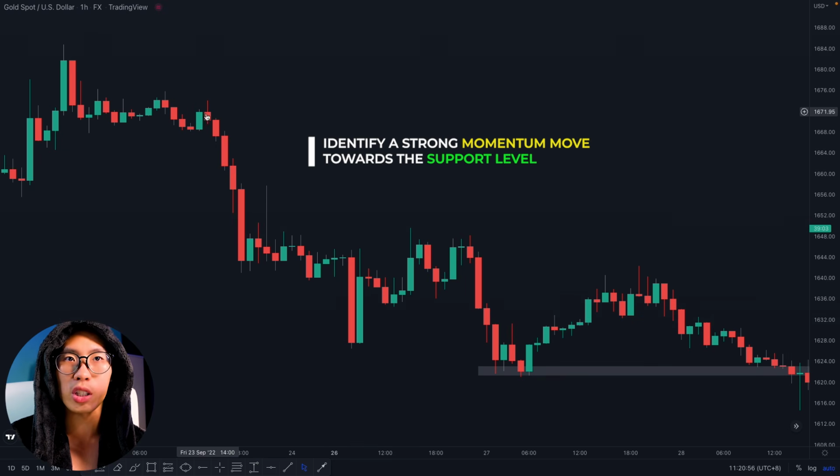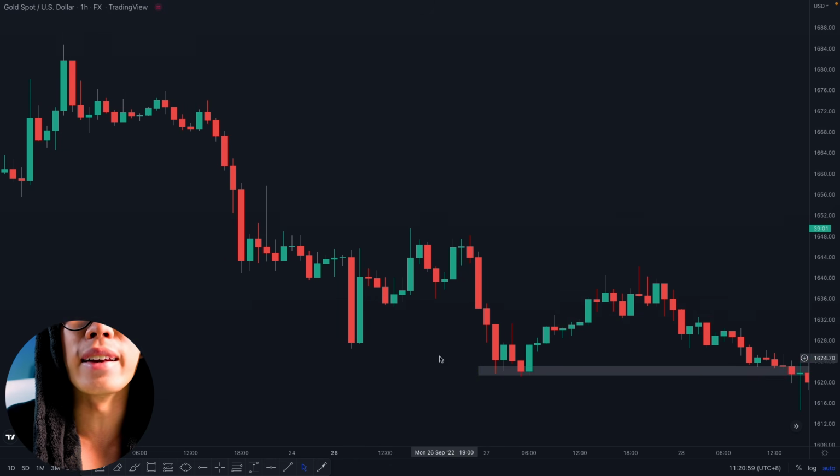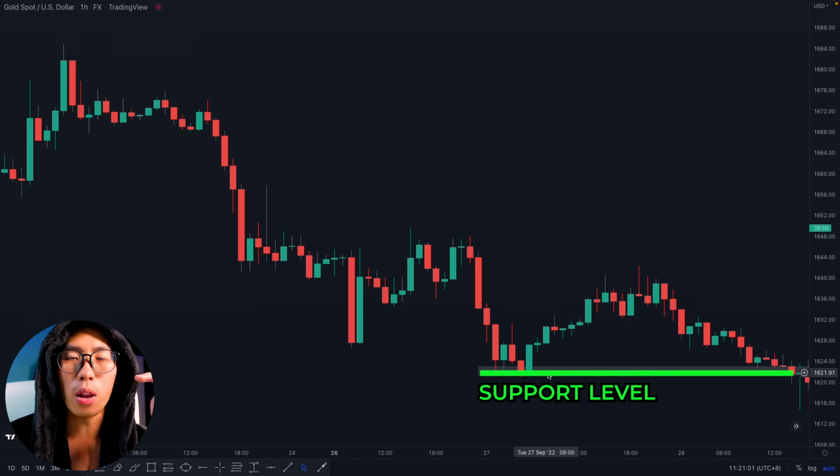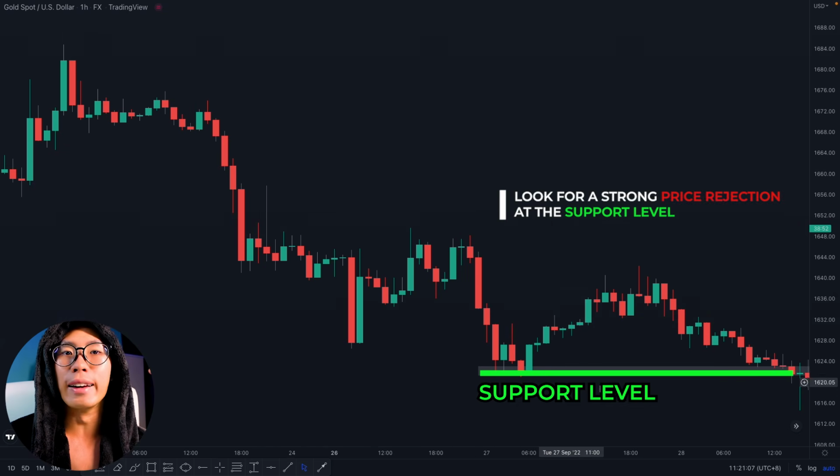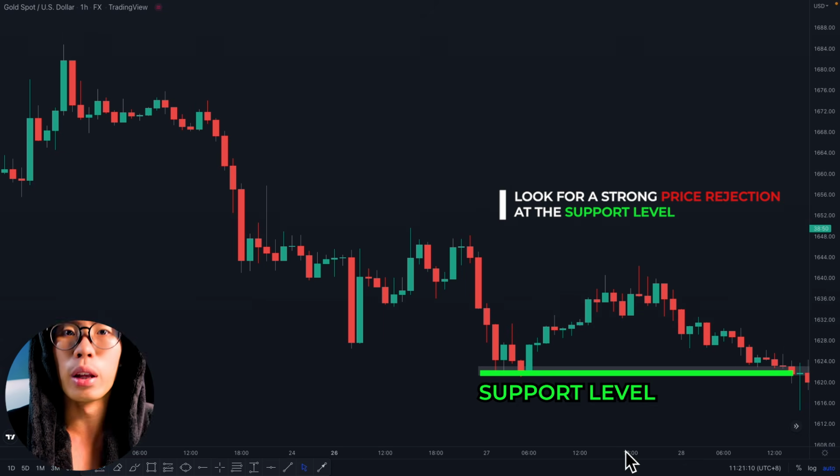You can see price has just been crashing back down, and in this area it is forming a support level. So that's the first step. The second step is you want to look for a strong price rejection at this key support level that we can see right here.